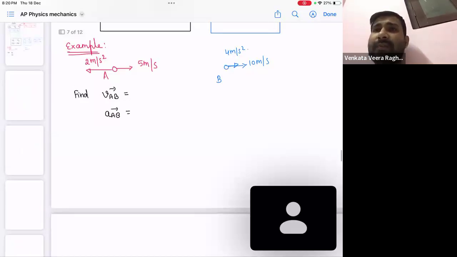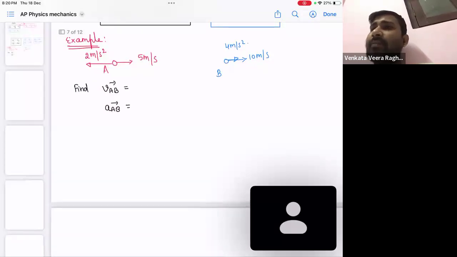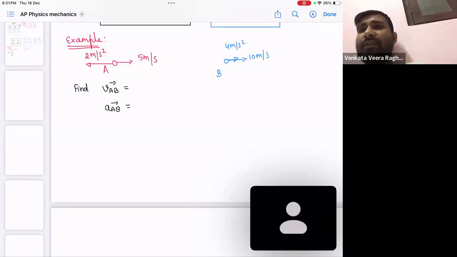So this example is given to us that there are two particles, both are moving in the same straight line. The initial velocities of these two particles are given to us, as well as the accelerations of these particles. And the question they are asking is: what is the velocity of A with respect to B, and what is the acceleration of A with respect to B?